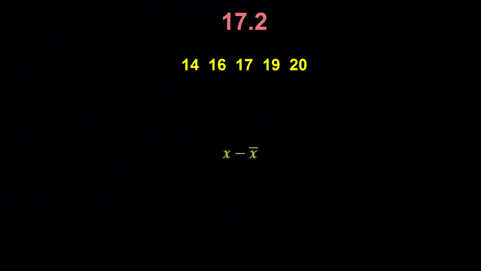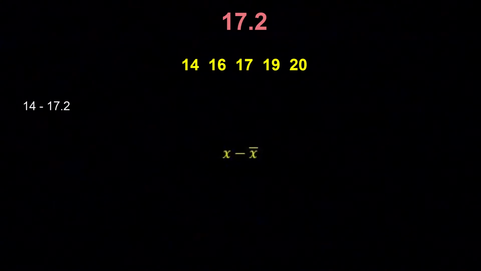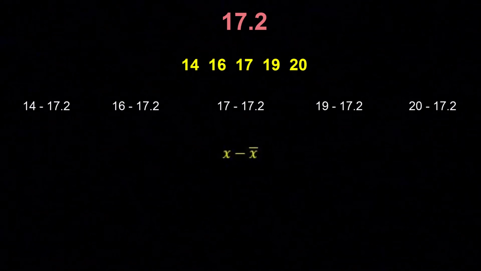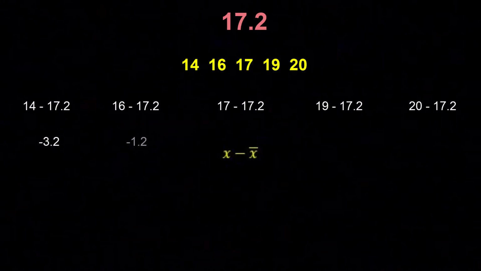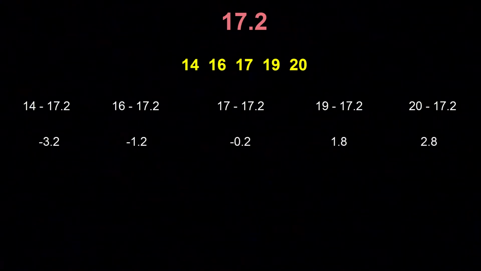A deviation is x minus x bar. X is each score one at a time. X bar is the mean average of the scores. So x minus x bar is the difference of each score and the mean. We end up with these 5 deviations.